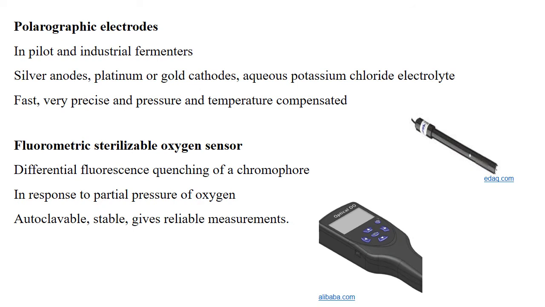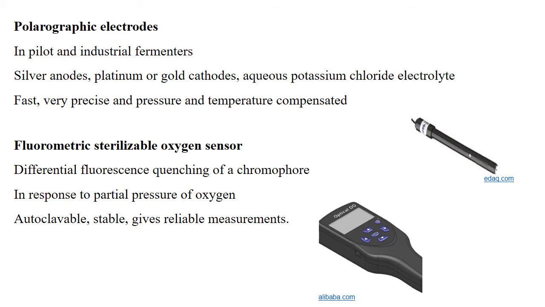The next type of dissolved oxygen probe is the polarographic electrode. It is more commonly used in pilot and industrial fermenters. These are bulkier than galvanic electrodes. They have a silver anode and platinum or gold cathode, and the electrolyte is aqueous potassium chloride. These electrodes are fast, very precise, and a pressure or temperature change does not affect a polarographic electrode reading much.